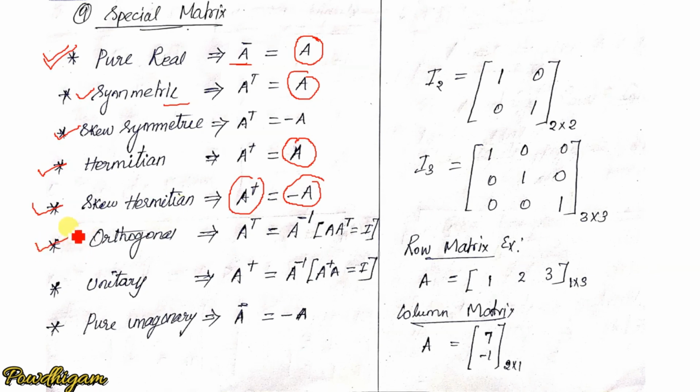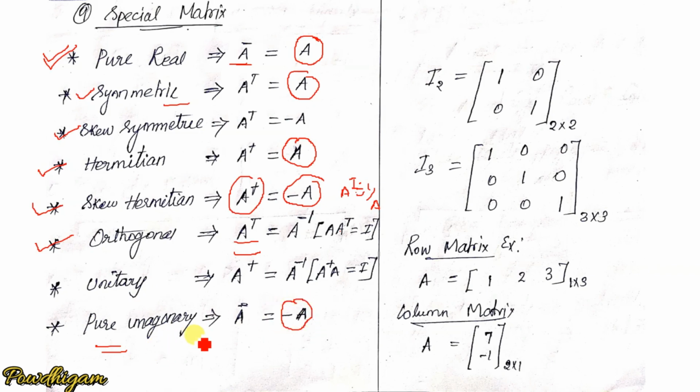Next one is the orthogonal matrix. An orthogonal matrix is one where A power transpose equals A inverse. That means A times A transpose equals the identity matrix. Next one, the unitary matrix. The Hermitian conjugate of A, that is, the conjugate transpose, is equal to A power minus 1. So that is called a unitary matrix. Next one is the purely imaginary matrix. If you take the complex conjugate of the matrix and the result is minus A, then that matrix is called a purely imaginary matrix.